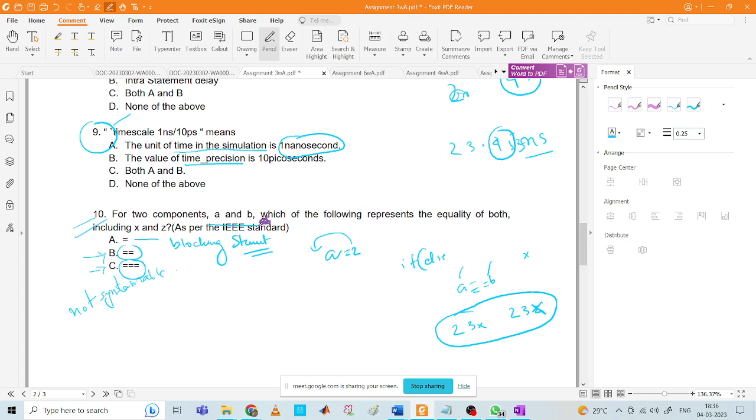So what will be the answer to compare x and z? The answer is C. Okay.